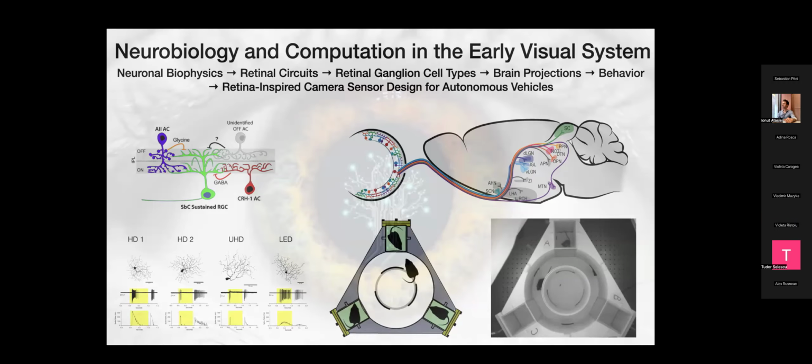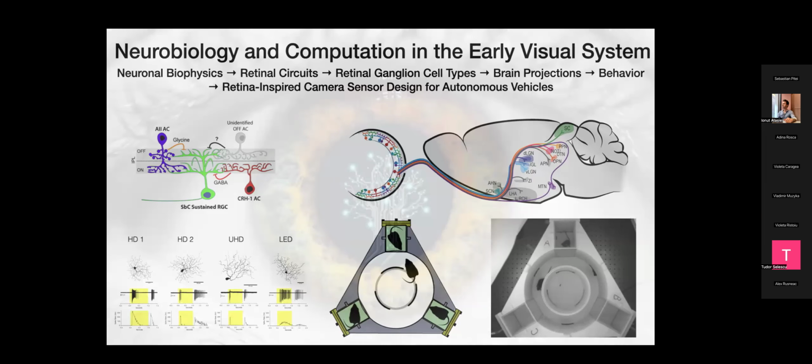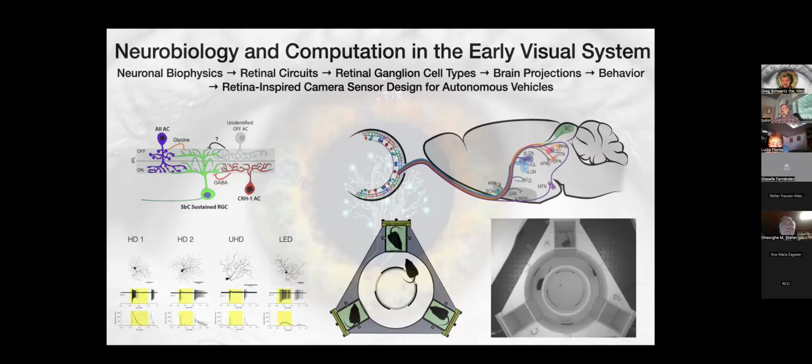On the lowest level, we study neuronal biophysics, and I'll show you some of that today. We think about things like the way dendrites integrate, the way axons work, the different sodium channels in different cells. We work on retinal circuits and discover who's connected to whom in the retina and what the types are. We do a lot on retinal ganglion cell types, on amacrine cell types that I will show you today. Increasingly, I'm interested in their brain projections.